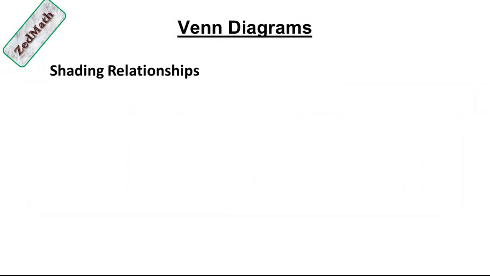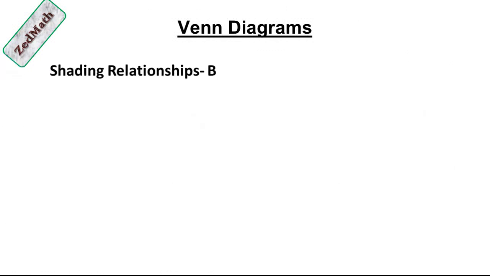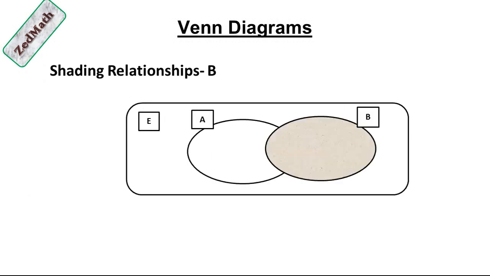Shading relationships. Usually when we're working with sets, we try to show various relationships, how various sets are related, by shading. We usually work with this kind of representation, that is the joint representation, because with this we can show a lot of relationships. Let's get started with some example relationships that we can show just from this. The first kind is B. So how do we show B? Yeah, for B, we just shade B.